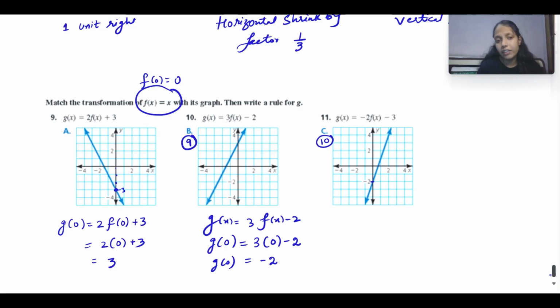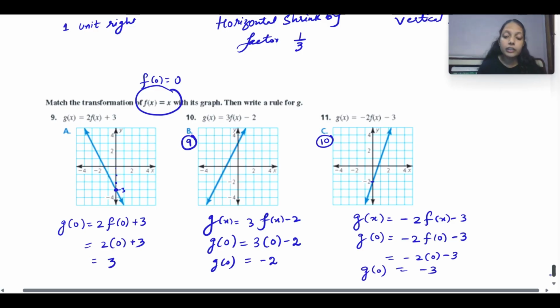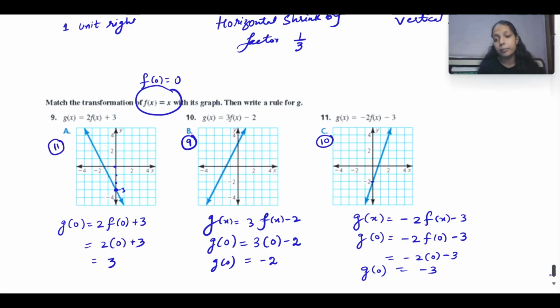So 11 is for A, but we can check. G of x is negative 2 f of x minus 3. Substitute 0. Negative 2 f of 0 minus 3. F of 0 is 0, minus 3. So what's that? Minus 3. The graph of this function will cut at minus 3 at 0. So this is the correct graph for question number 11.